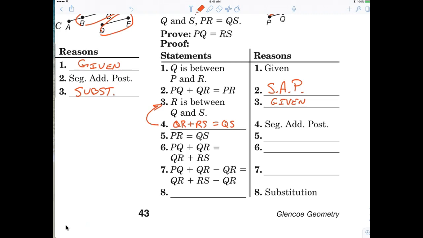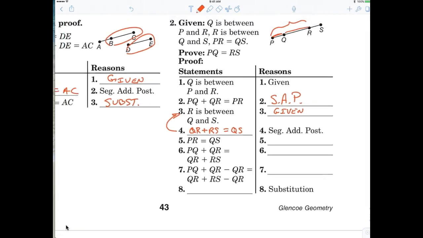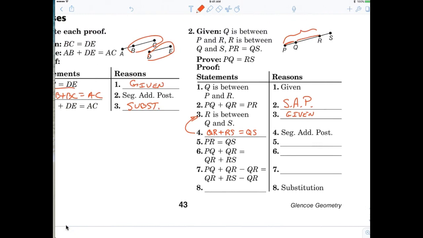All right? Now, why does it say PR is equal to QS? It's given. Because it's given. Again, unnecessary if you wanted to write all the given first. Now, how do I know that PQ plus QR equals QR plus RS? We can call that a substitution, right? Because why? It's just breaking it down.